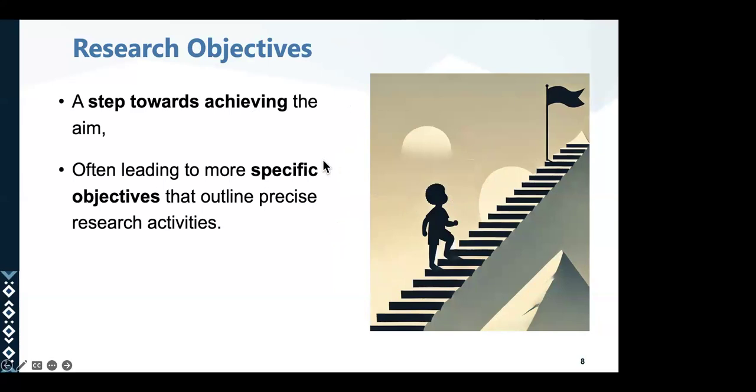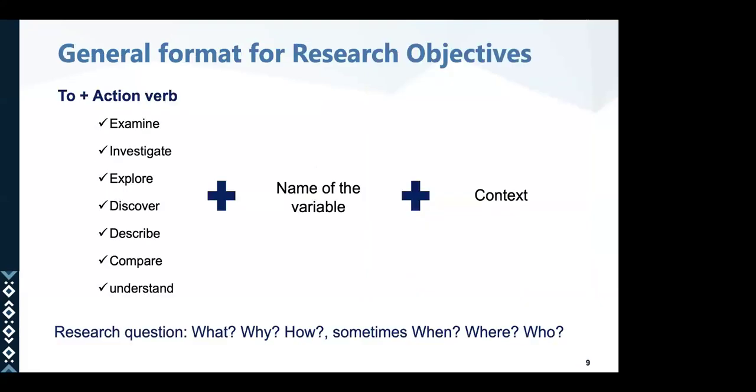And we have the general objective, but at times we will be more focused, and then we define the specific objectives, especially for those who will be writing their dissertation. So what is the general format for research objectives? In general, there are three things you have to keep in mind.